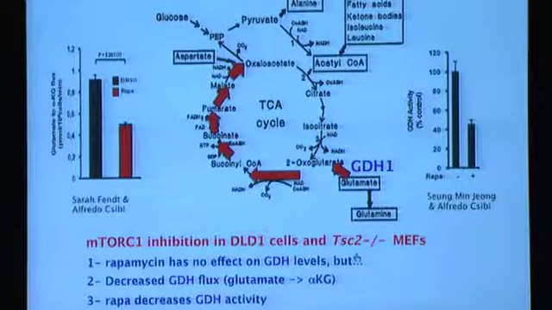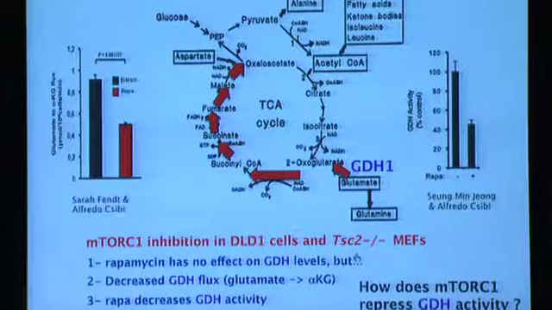Then, because it wasn't affecting levels, we looked at the activity of GDH, and we find, in fact, and this was a collaboration with Seung-Min Jeong in Marcia Haigis's lab, who helped us with the assay, that GDH activity goes down when you inhibit TORC1 signaling.